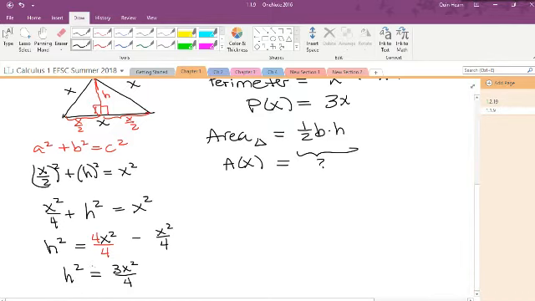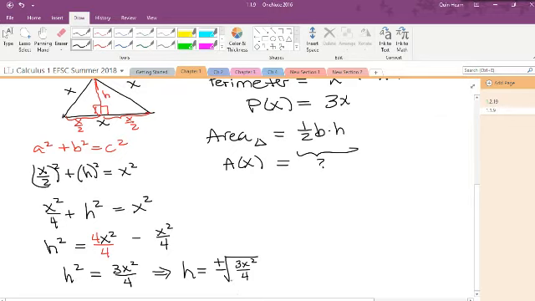And then now we need to get just h, but we have h squared, so we're going to use the square root property, which sometimes people refer to as taking the square root of both sides. I prefer to call it the square root property because what it says is if h squared is equal to 3x squared over 4, then h itself must be plus or minus the square root of 3x squared over 4.